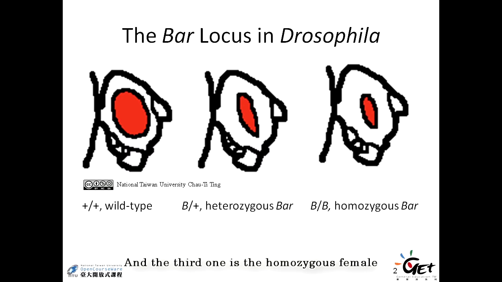And the third one is the homozygous female. This homozygous female has two mutant alleles, and shows a very narrowed eye shape, and that's why it gets the name bar eye. So it's a very narrowed eye shape of the Drosophila compound eye. The mutant was discovered in 1913, and the paper was published in the following year.